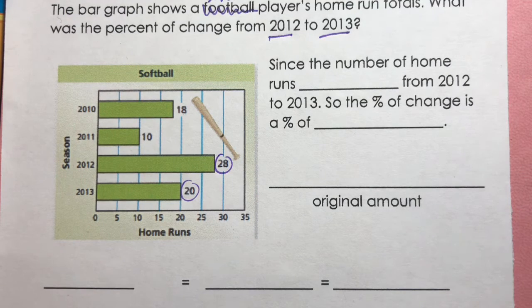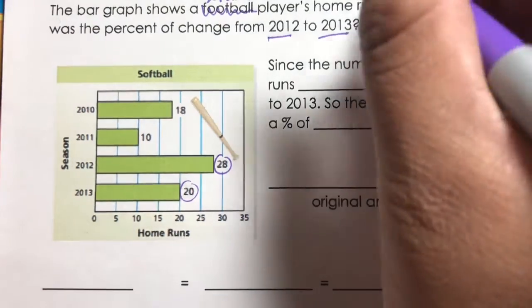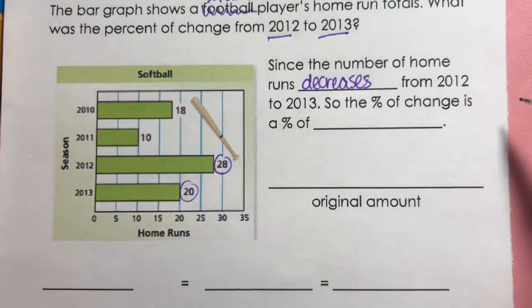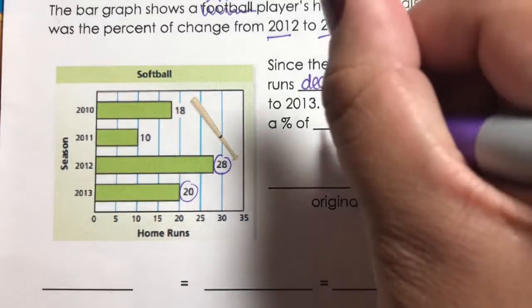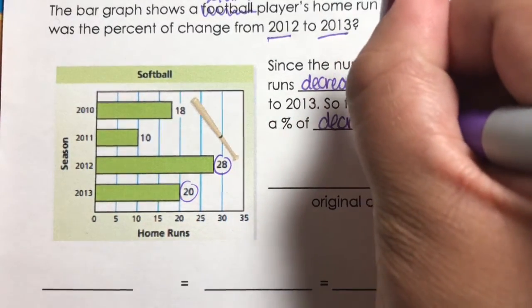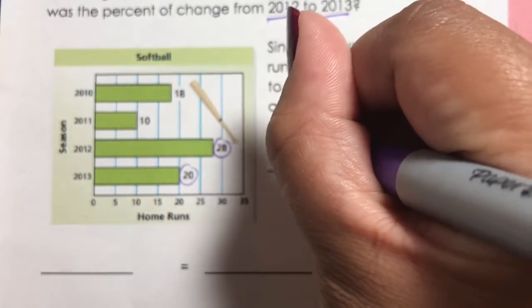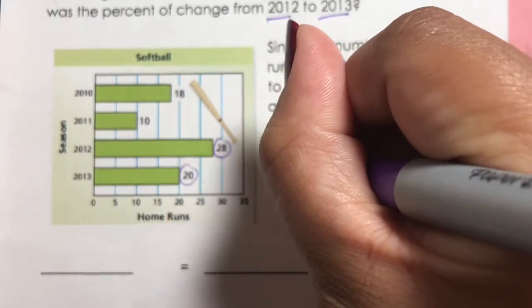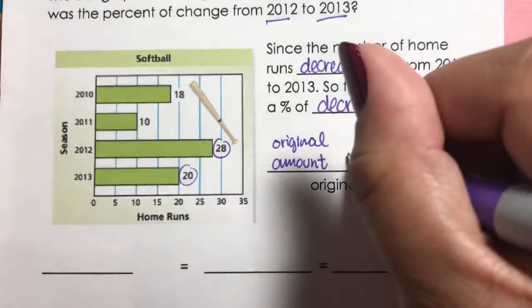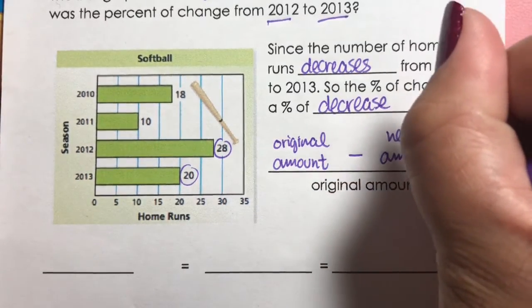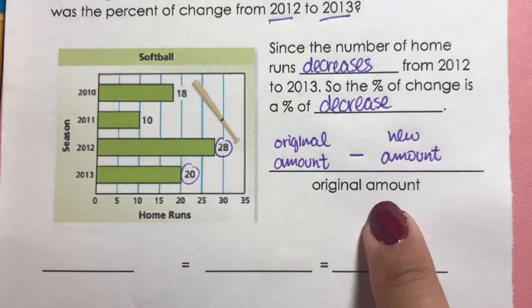So since the number of home runs decreases from 2012 to 2013, the percent of change is a percent of decrease. And again, the formula for that is the original amount subtracted by the new amount, all divided by the original amount.